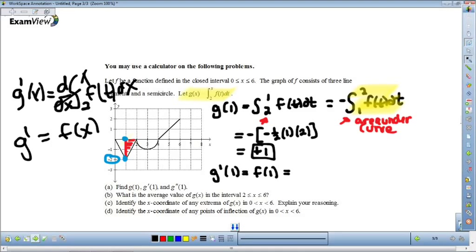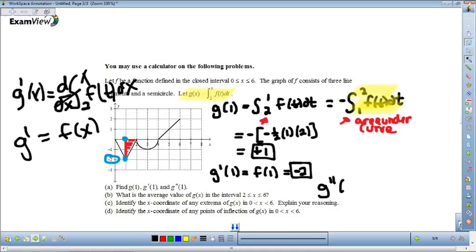And notice that it's a negative. The reason it's a negative is because it's below the x-axis, and I still had this negative that I needed to write here. So now we're going to find g prime of 1, and because of the fundamental theorem of calculus, we know that g prime of 1 is equal to f of 1. Okay, so that means that when x is 1, y is negative 2.